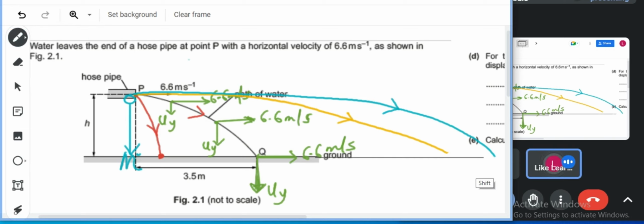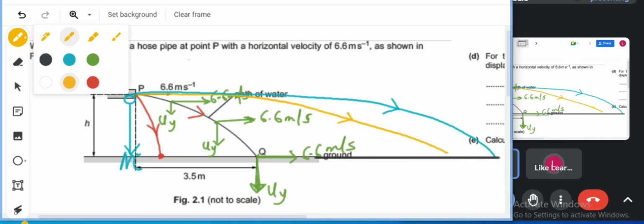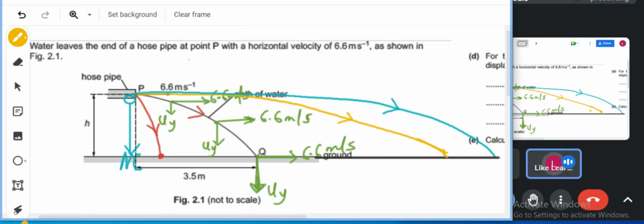Nobody has ever believed me. I know you are doubting it. So we will use the principle that they will get to the ground at the same time to find the time that it actually got to Q. So just calculate if it was dropped freely. If it was dropped freely, what would be its initial speed? Initial speed, 0.